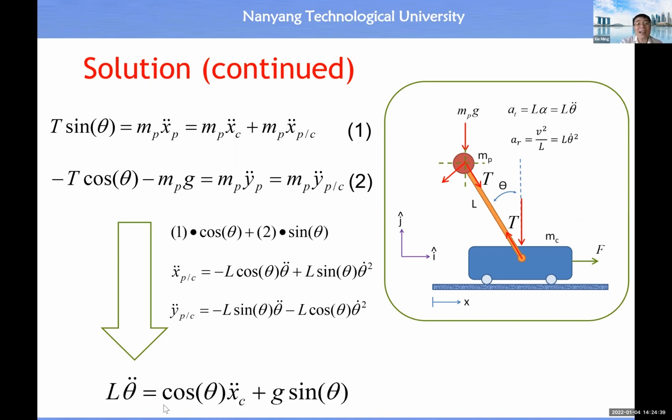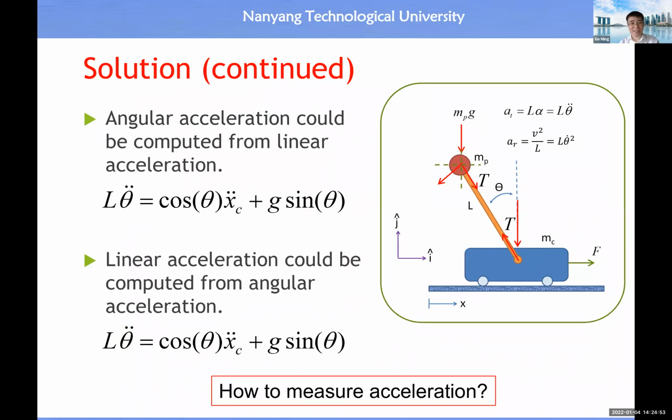From here, you will see this is an equation which relates theta double dot to xc double dot. Theta double dot is what? Angular acceleration. Xc double dot is what? Linear acceleration. Then we have these two scenarios, all right? If we know linear acceleration, xc double dot, we should be able to compute angular acceleration. Or if we know angular acceleration, theta double dot, we should be able to compute linear acceleration, xc double dot, all right? Then the next question is how to measure acceleration, which may refer to linear acceleration or angular acceleration.